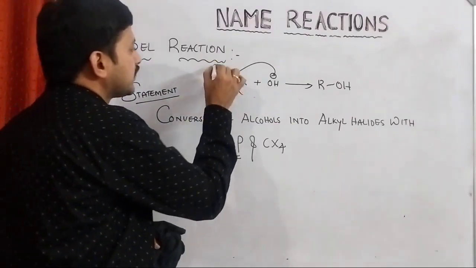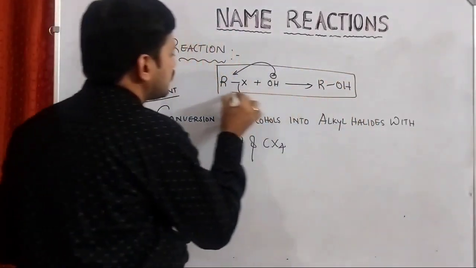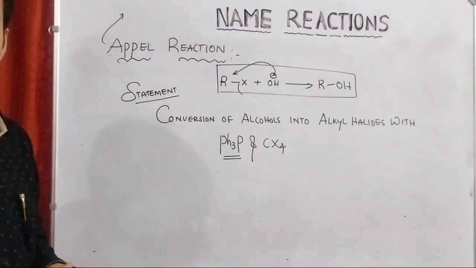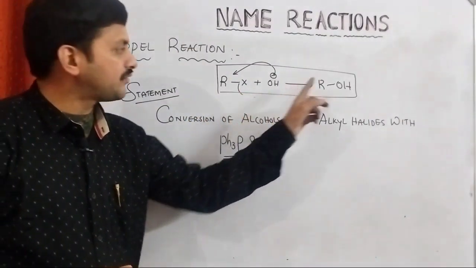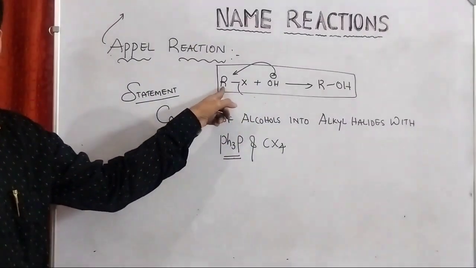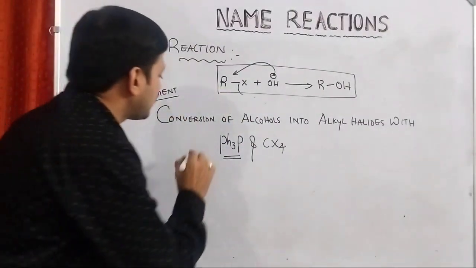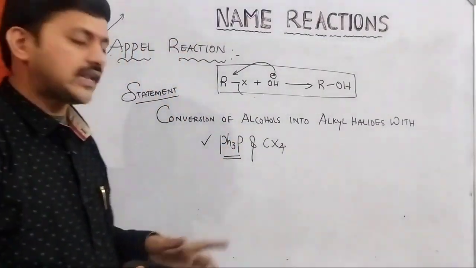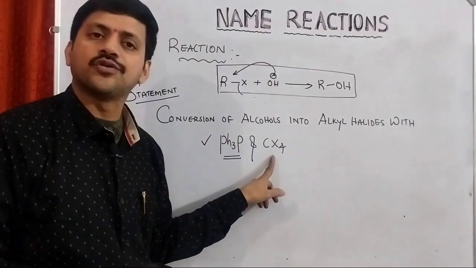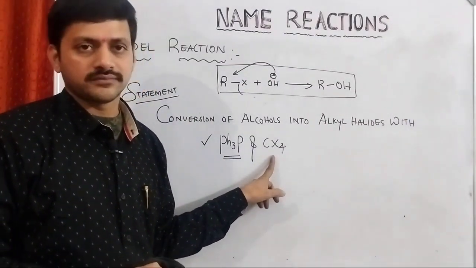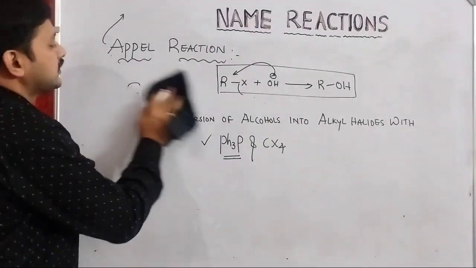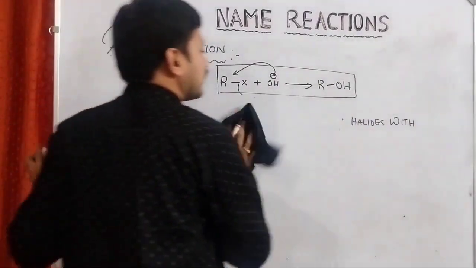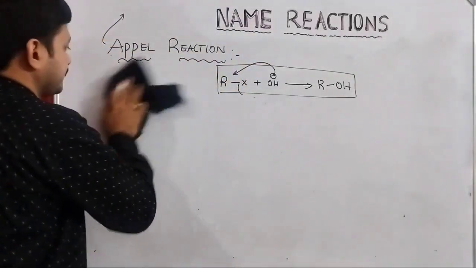Already we know the conversion of alkyl halides into corresponding alcohols. Here what we are observing is the reverse phenomenon, conversion of alcohols into alkyl halides, but the reagents are what? Triphenylphosphine and CX4, tetrahalo. Next, the general equation of this particular reaction.